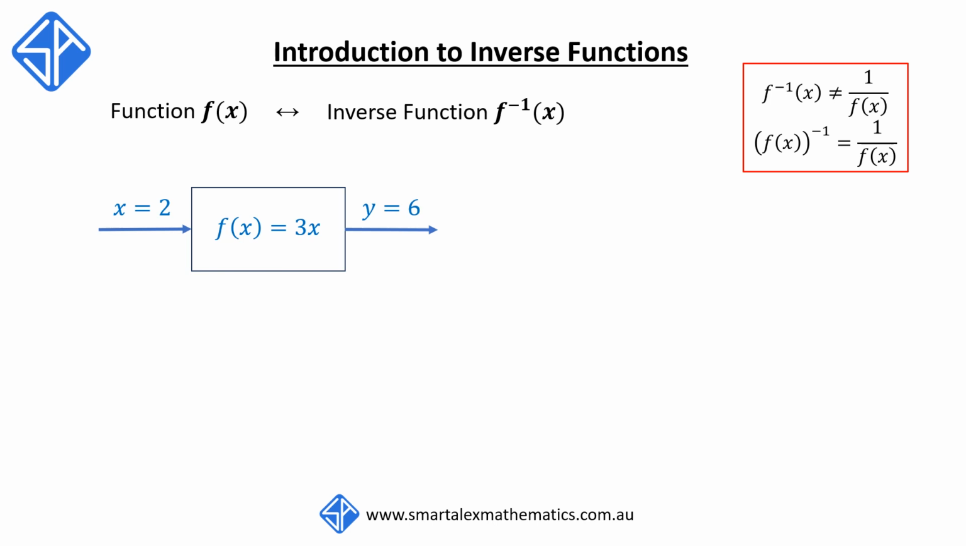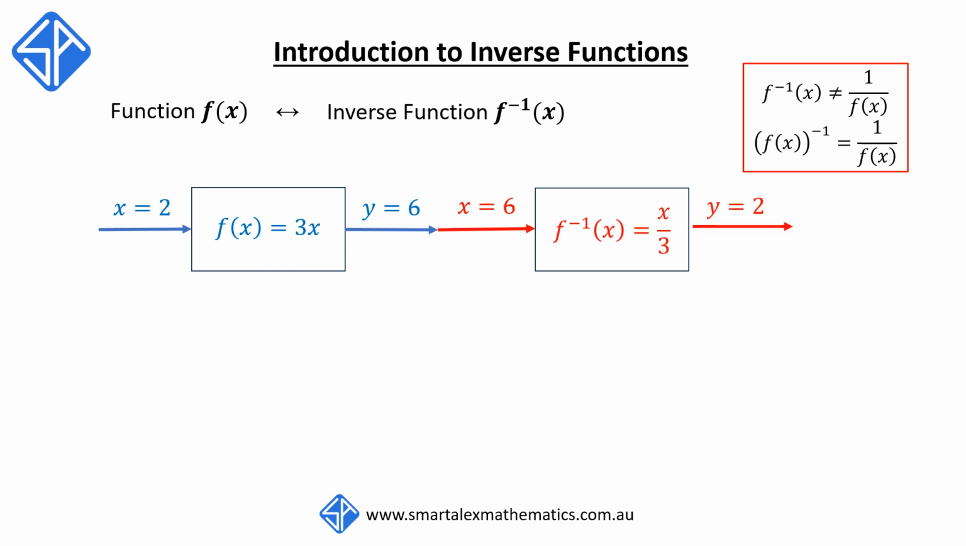Now let's say we want to go back to retrieve our original input. What we're going to do is introduce the inverse function f^(-1)(x), which is equal to x/3. And we're going to take the output y = 6 and make this the input into our inverse function. So x = 6 goes in, the inverse function gets applied, so we have 6 divided by 3, and this is going to give us the output of y = 2.